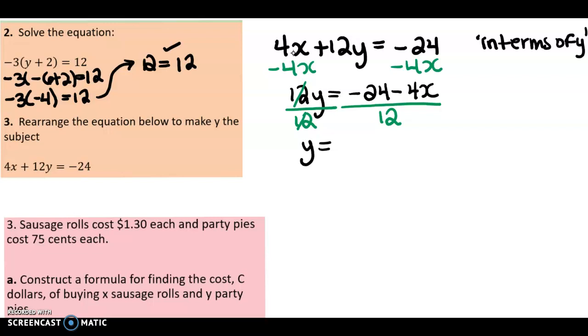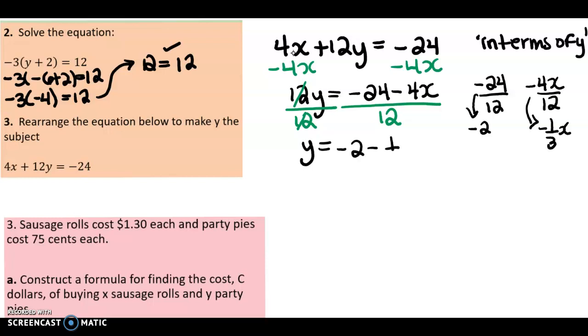We can leave it as one fraction, but what I would suggest is that we break it apart. So we're dealing with our negative 24 on 12, and we're dealing with our negative 4x on 12. So we know that this part can simplify to be negative 2, and this part can simplify to be negative 1/3 x. So our equation becomes y equals negative 2, take 1/3 x.